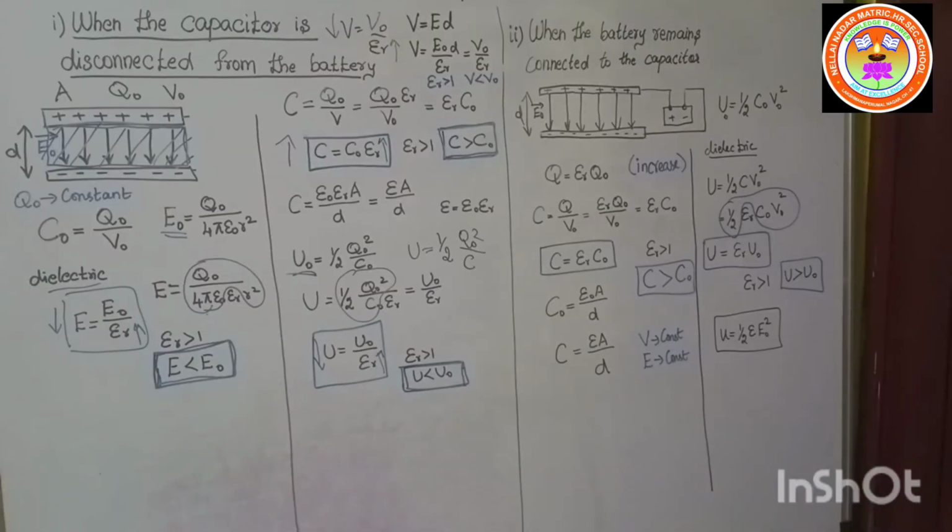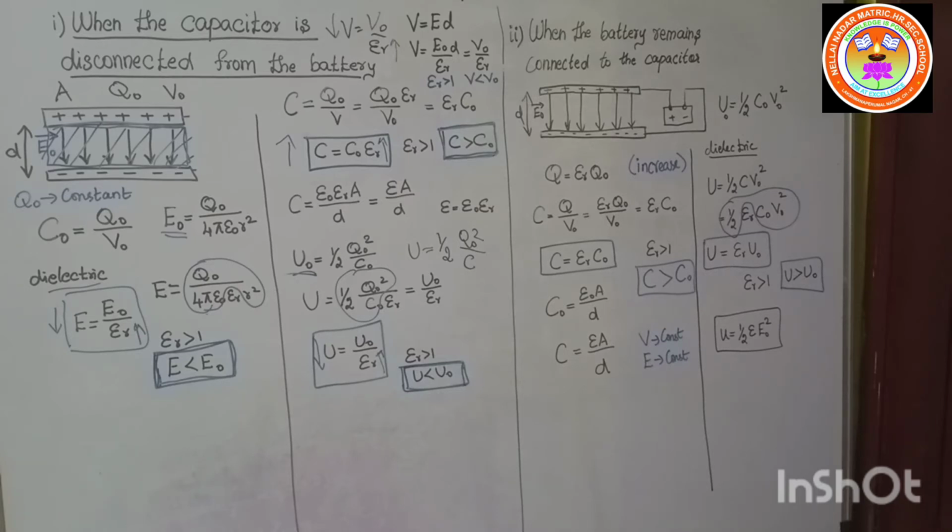Second, you are going to connect the battery: when the battery remains connected to the capacitor. Now, children, first we consider the capacitor connected to the battery, with values remaining constant. Now we are introducing the dielectric slab inside the capacitor.